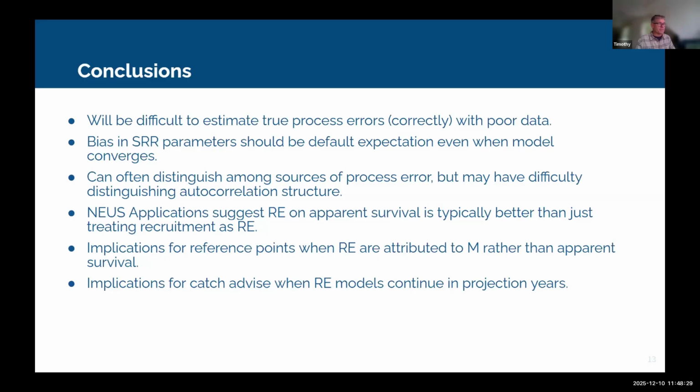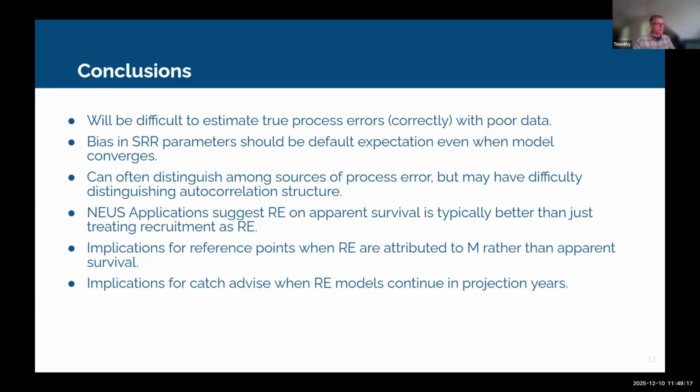And then we can usually distinguish these different sources of process error. The exact correlation structure might be more challenging to get right, but the type of process error we can usually distinguish. And then we're seeing random effects on apparent survival, like in SAM and possibly WHAM. That seems pretty often to be the best way to model the stocks that we've seen in the Northeast, not just on recruitment.